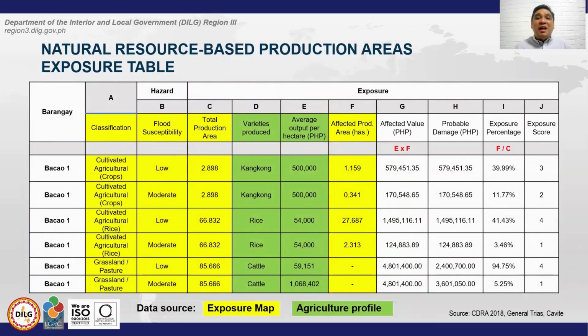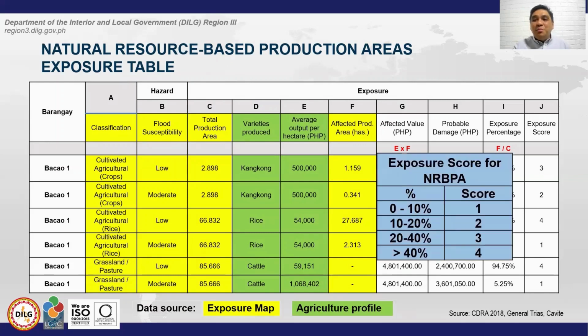Columns A, B, C, and F can be generated from the exposure map, while other information can be supplied by key offices such as the Agriculture Office, Environment and Natural Resources Office, and Veterinary Office. The affected value is computed by multiplying column E, or the value of average output per hectare, to the affected production area. Meanwhile, the exposure percentage is obtained by dividing column F, or affected production area, to column C, or total production area. Lastly, here is the basis for the exposure score.